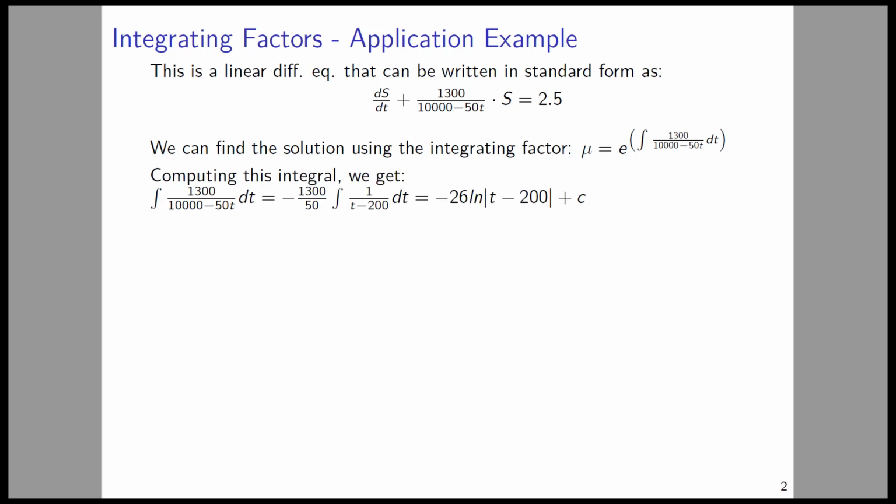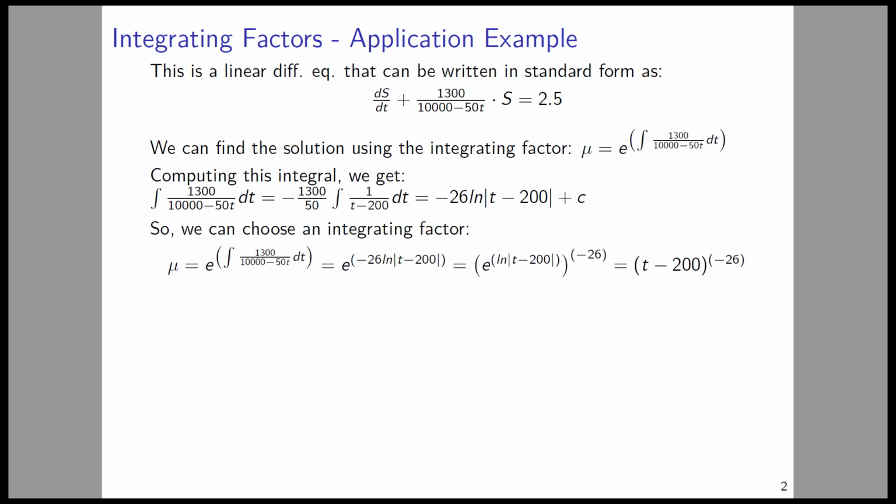Computing this integral, we get that the integral of 1300 over 10,000 minus 50t dt is negative 1300 over 50 times the integral of 1 over t minus 200 dt, by factoring out the constant 1300 from the top and negative 50 from the bottom. This is equal to negative 26 (that is, 1300 over 50) times the natural log of t minus 200, by making a simple substitution, u equals t minus 200. And then of course at the end we'll have plus some constant of integration, c.